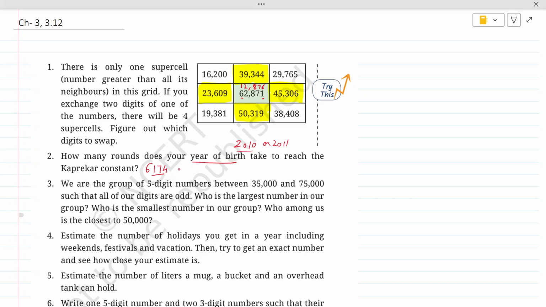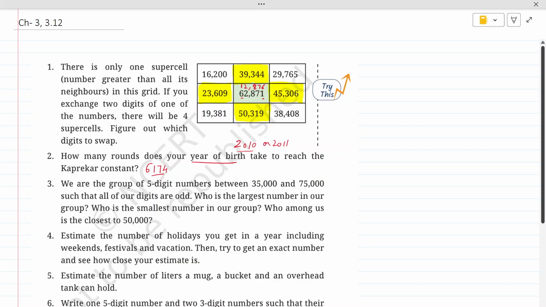If the difference is equal to the Kaprekar constant, then that's okay. If it is not, then we have to again take the greatest and the smallest number from the difference. So this question I leave to you. You have to do it as per your year of birth. Okay.